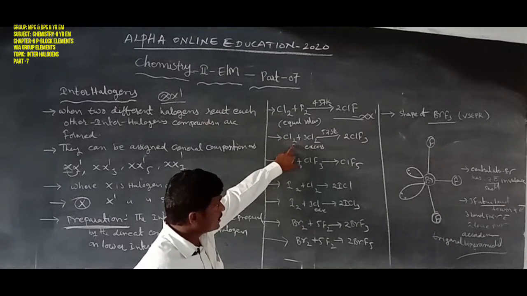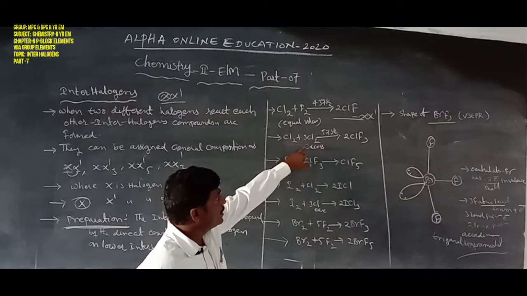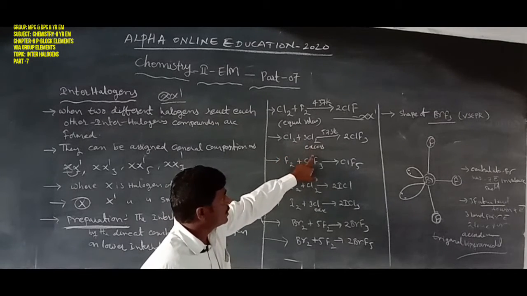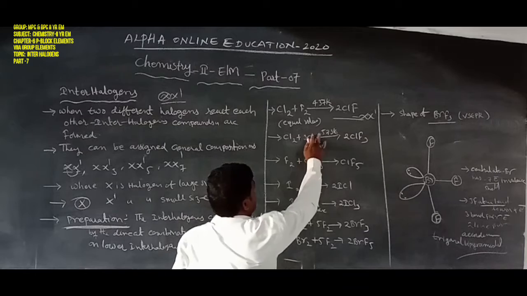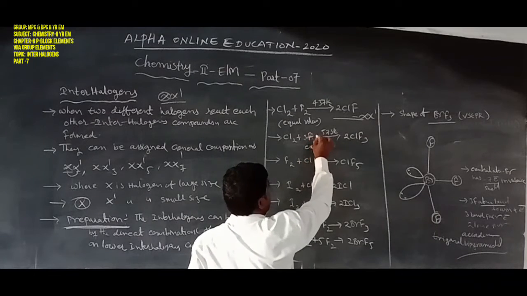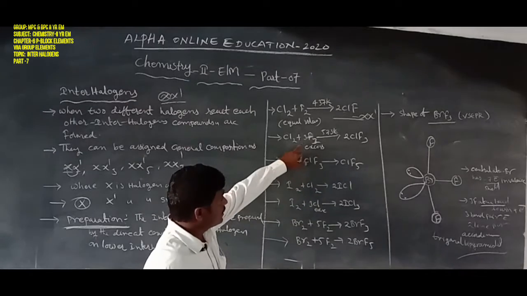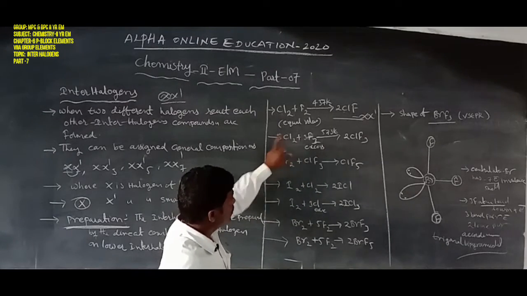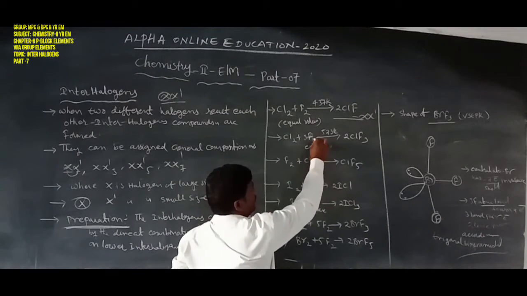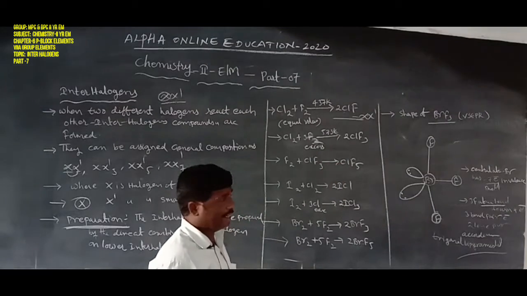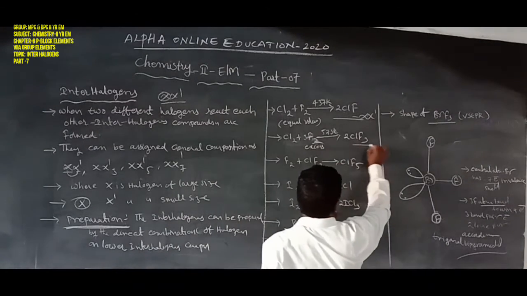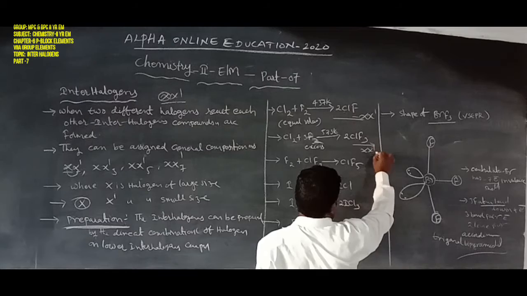Next, with excess fluorine: 1 mole of chlorine combining with 3 moles of fluorine forms ClF3. It is of the type XX dash 3.